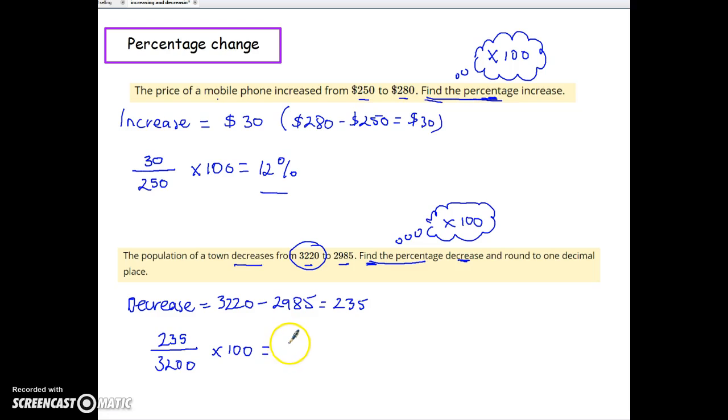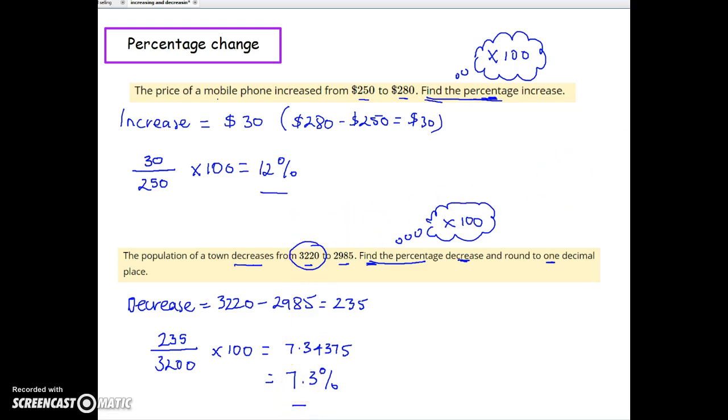And you should get 7.375. And always go back to your question. It says round to 1 decimal place. So that's 7.3%. So our population in the town has decreased by 7.3%.